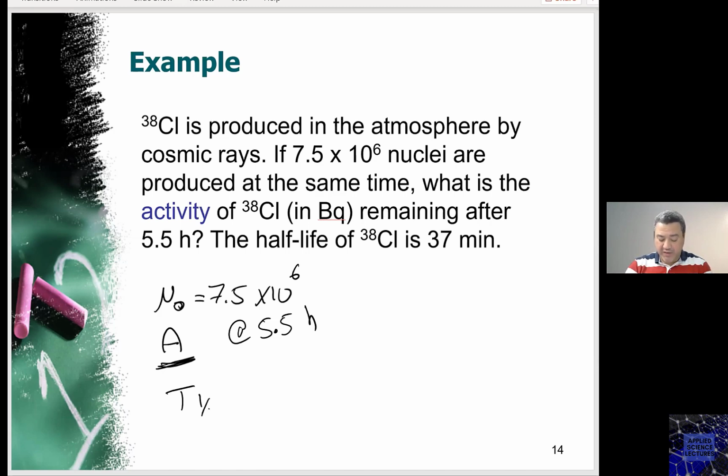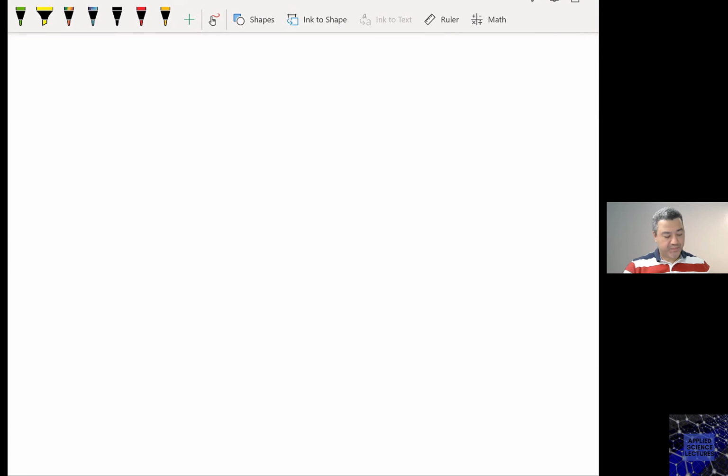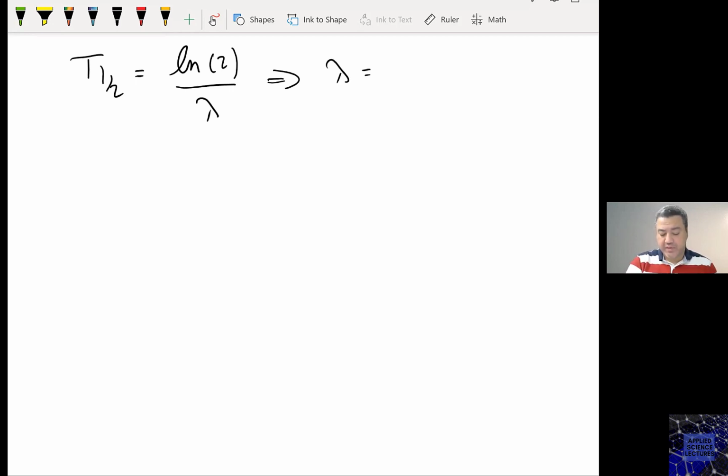Half time is given to me as 37 minutes. So here I have the half time as natural logarithm 2 divided by lambda. Then my lambda is natural logarithm of 2 divided by half time.